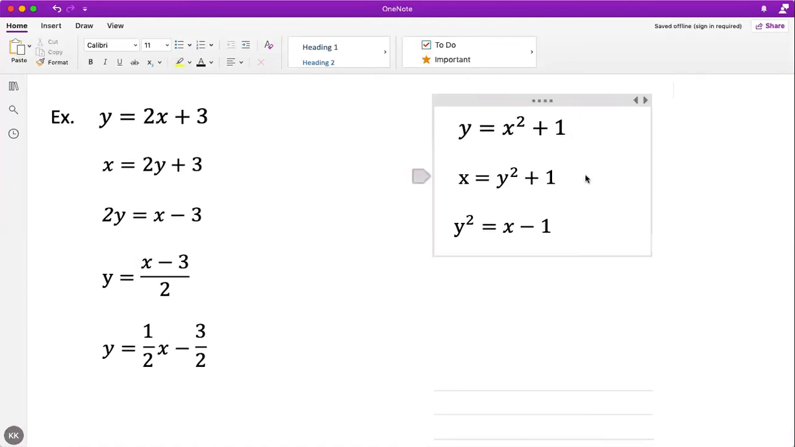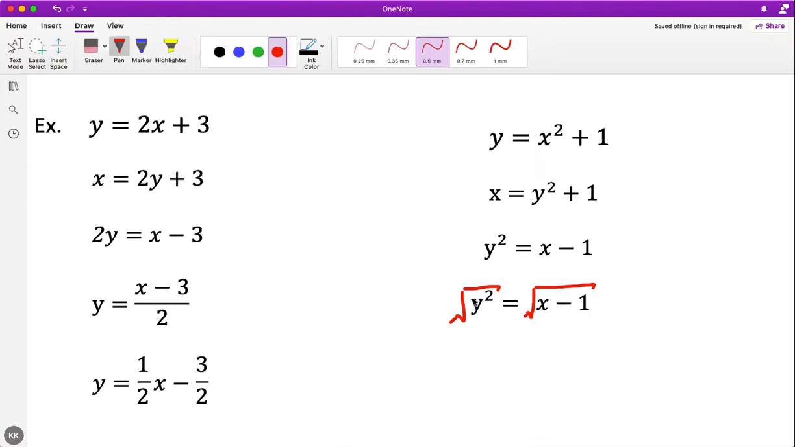The first thing I want to do is always switch the position of x and y. So in this example, we have x equals y squared plus 1, and I want to isolate y and move all the constants to the other side. So we have y squared equals x minus 1. If I want to solve for y here, I apply the square root to both sides. So we have the square root of y squared equals the square root of x minus 1.